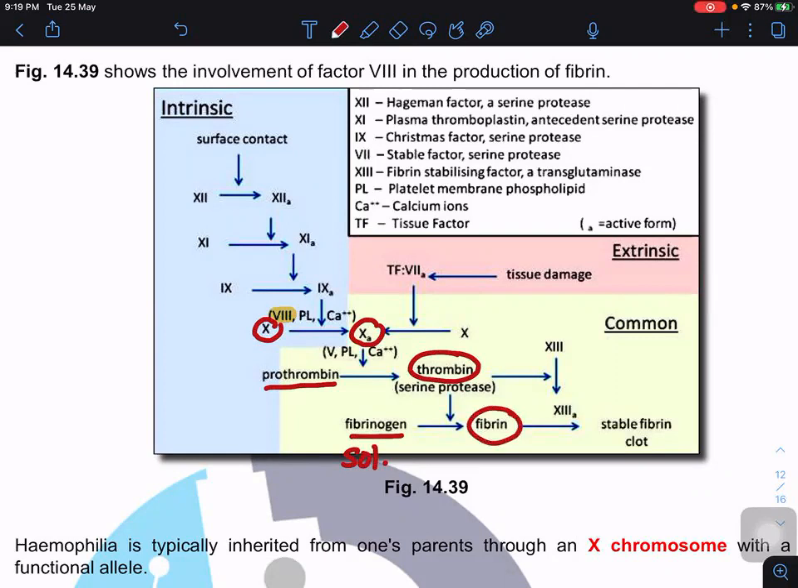So what will happen if, let's say, we don't have factor 8? When we don't have factor 8, factor 10 cannot be activated. So we won't have thrombin. Therefore, blood clotting cannot take place. Fibrinogen cannot be converted to fibrin. Without fibrin, you don't have clots. So it's a step-by-step process.